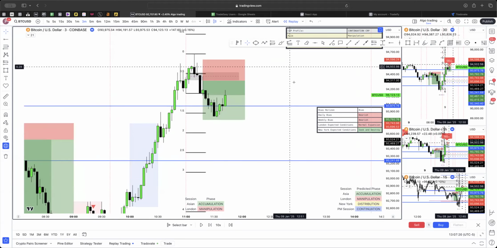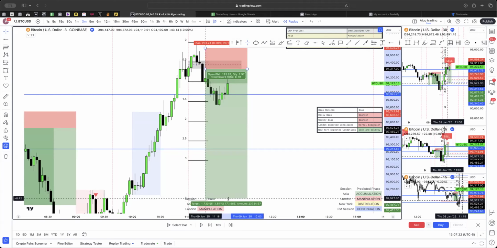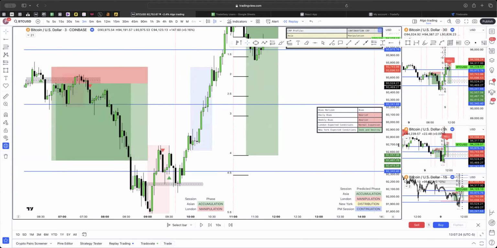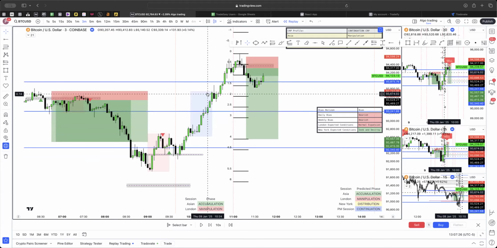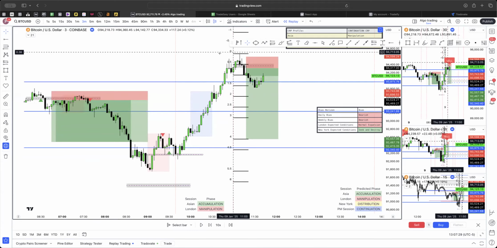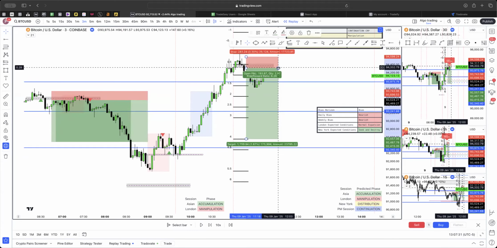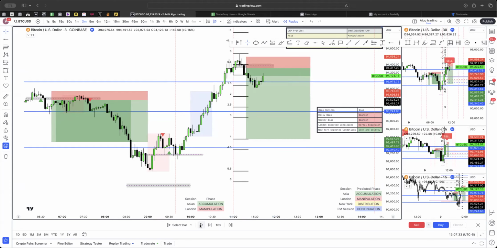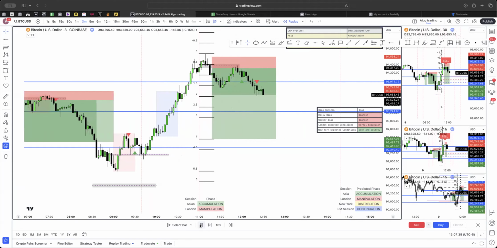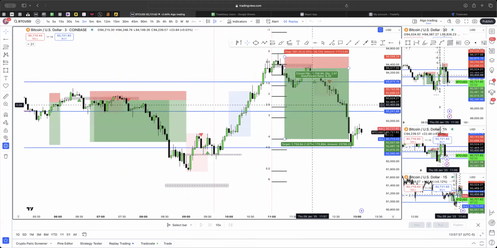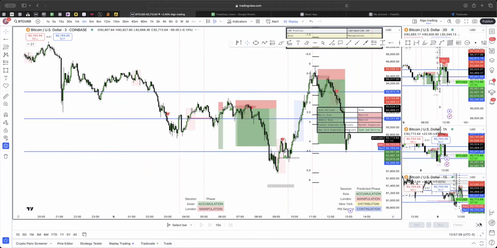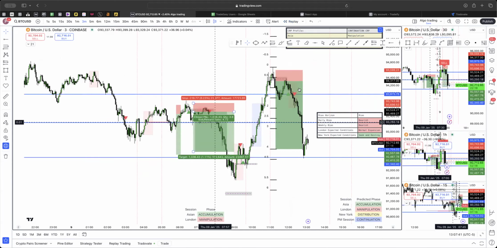So let's make it simple here. It makes sense to take out this low because this is that range. Price manipulates into a key level and then it will distribute down to this low. That's kind of simple, right? So sell signal there, boom, finished. And these were the best possible trades you could have taken today.